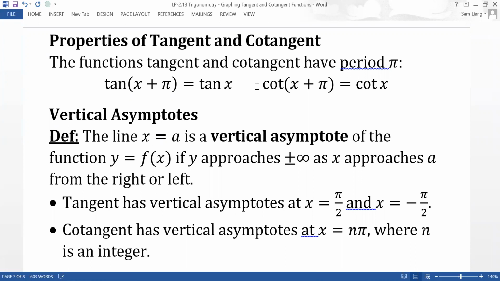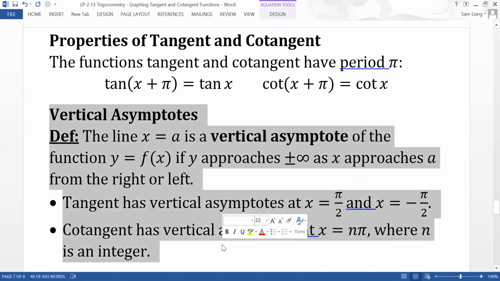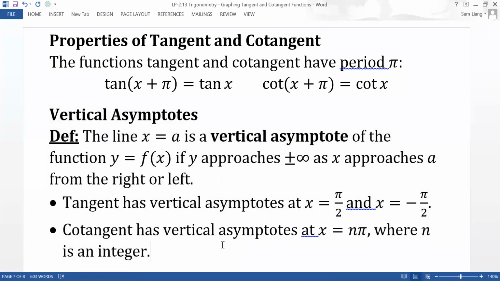Any volunteers to read this definition here? The line x equals a is a vertical asymptote of the function y equals f of x if y approaches positive or negative infinity as x approaches a from the right or left. Tangent has vertical asymptotes at x equals pi over 2 and x equals negative pi over 2, and cotangent has vertical asymptotes at x equals n pi, where n is an integer. All right, thank you for that.